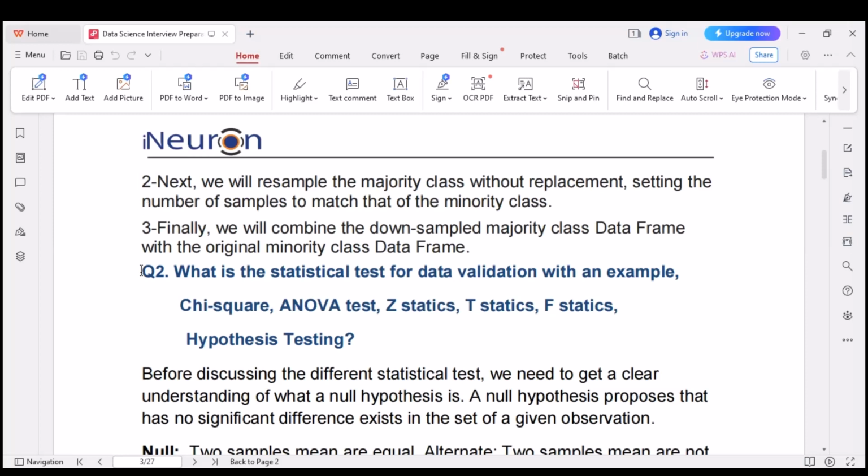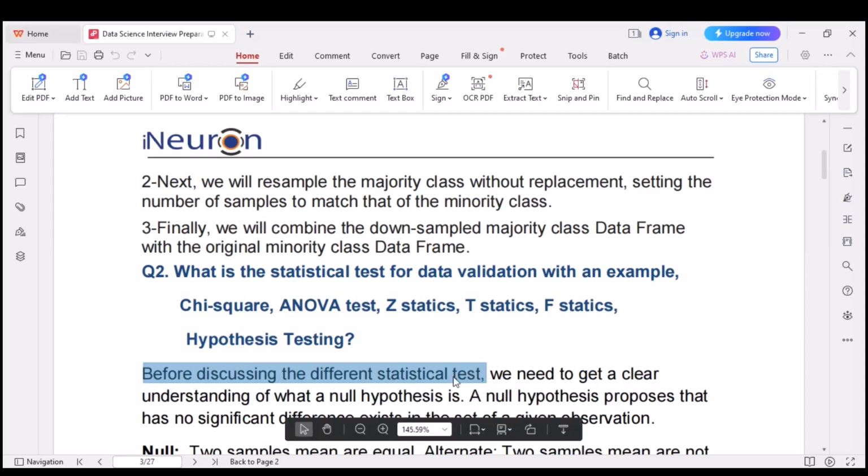Then the question is, what is a statistical test, data validation, with an example: chi-square, ANOVA test, z-statistic, t-statistic, f-statistic, and hypothesis testing. Before discussing the different statistical tests, we need to get a clear understanding of what a null hypothesis is. So first we need to understand the null hypothesis.